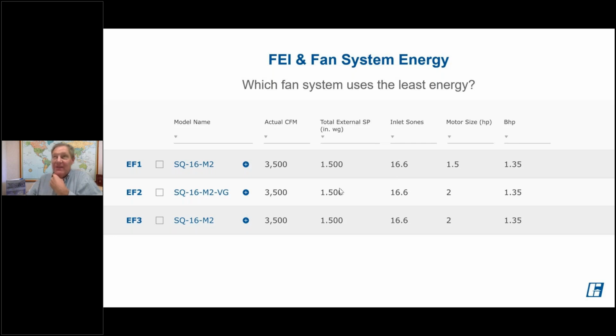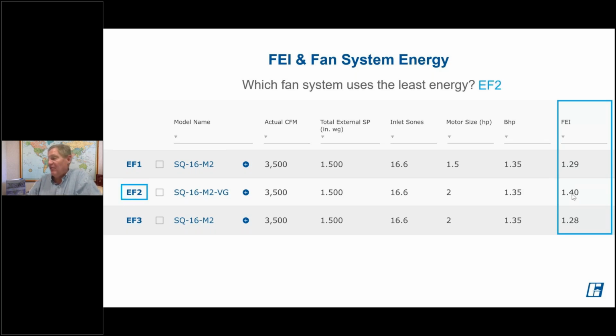Now, if you know anything about the Greenheck model designations, you know that VG in the model designation means that fan is equipped with an EC motor. An EC motor is probably the most efficient motor technology on the market. So if we take that into account, which we do with a wire-to-air metric like FEI, you'll see when we add the FEI column in here, EF2 is the one with the largest FEI, and EF2 is going to be the one that consumes the least amount of energy.